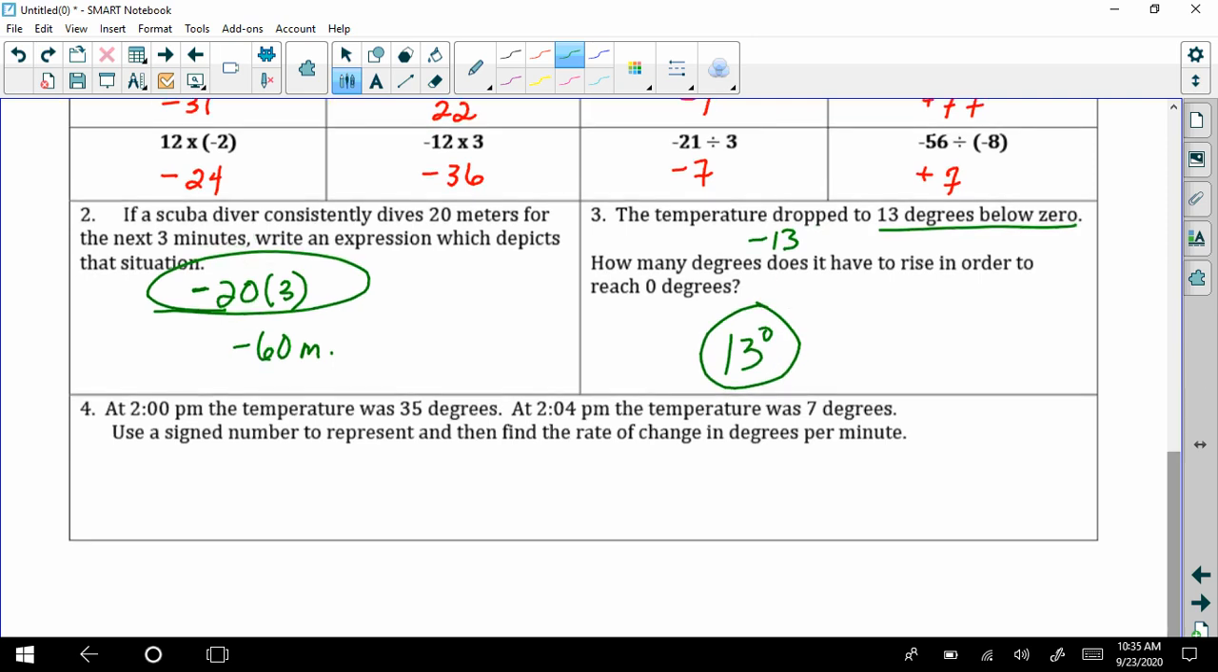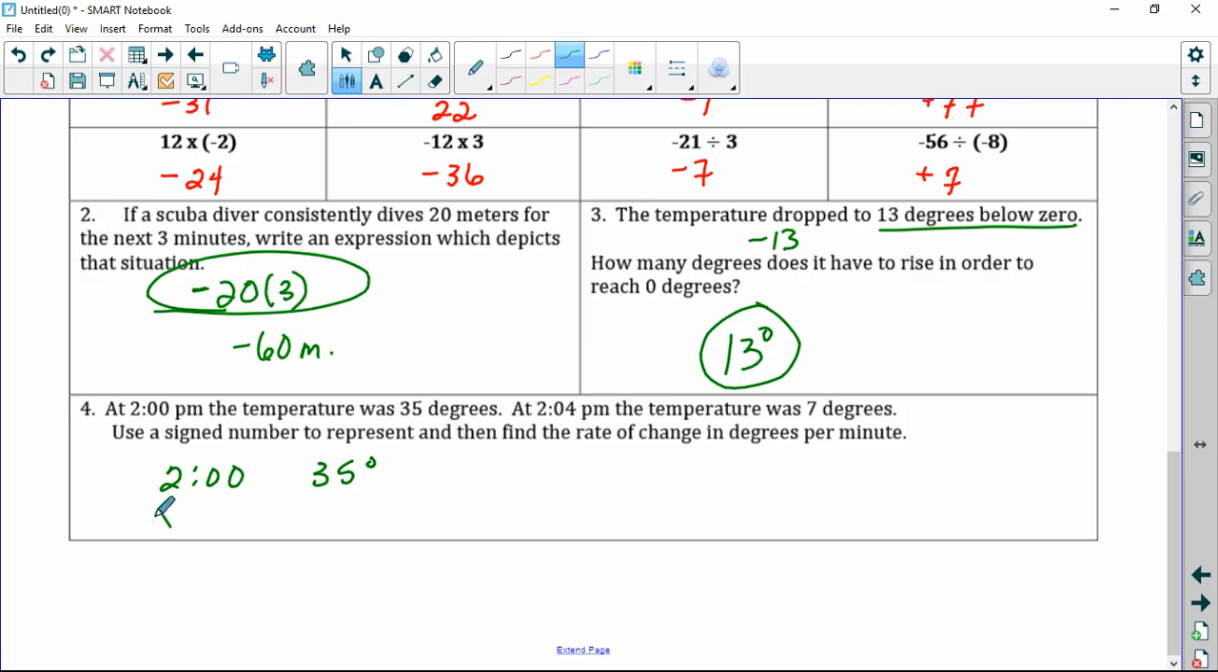At 2 p.m., so 2 o'clock, the temperature is 35 degrees. At 2:04, the temperature is 7 degrees. Use signed numbers to represent and find the rate of change. So rate of change, that's a new word for us, in degrees per minute. So per minute, this is 4 minutes total, correct? And my degree change is how much? 35 dropping down, so it's negative 28, I think. 29, 30, 31, 32, 33, 34, 35, yep.